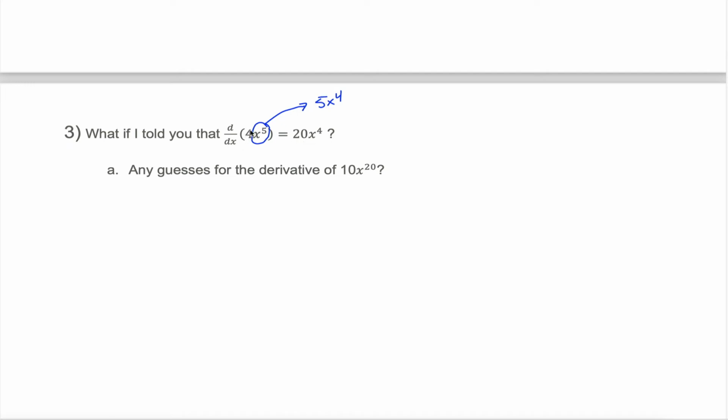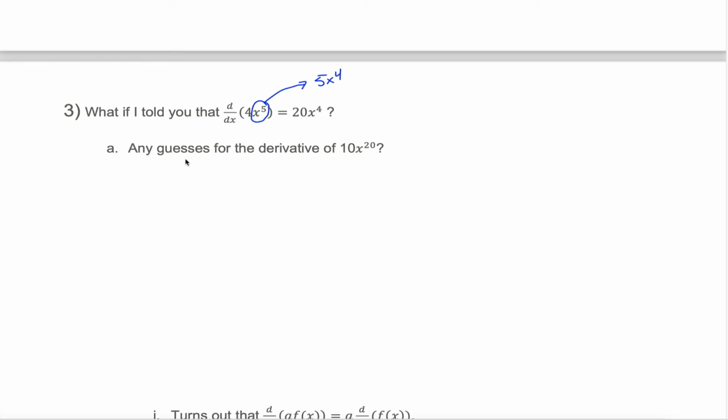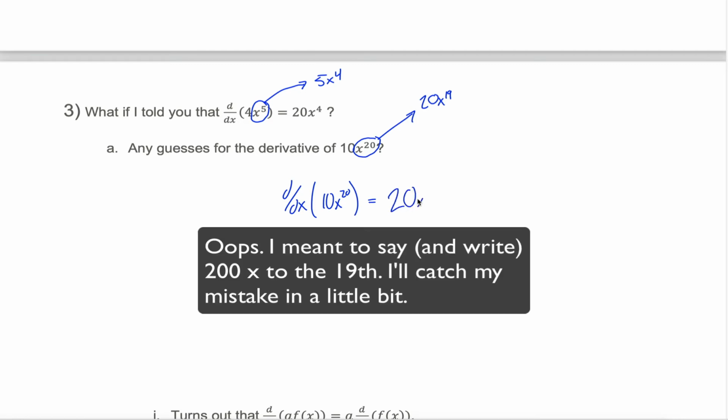It kind of looks like this coefficient just ends up being a multiple in the derivative. So if you had to take a guess for the derivative of 10x to the 20th, you might think, well, just take the derivative of x to the 20th, which is what, 20x to the 19th, using the power rule? And then take the 20 times the 10 to get 200. You might think that the derivative of 10x to the 20th power is equal to 200x to the 19th power. And in fact, it is.